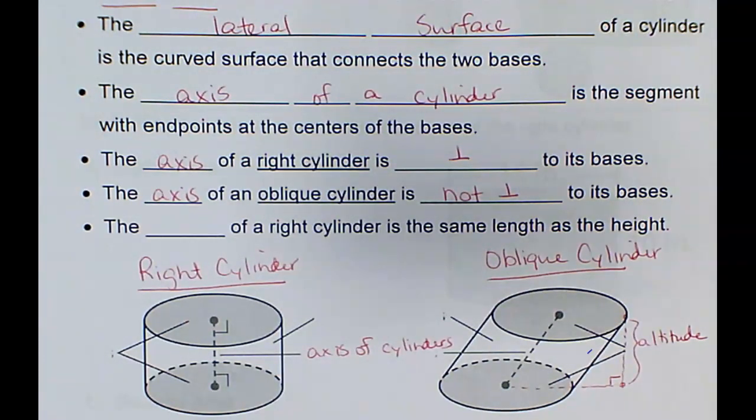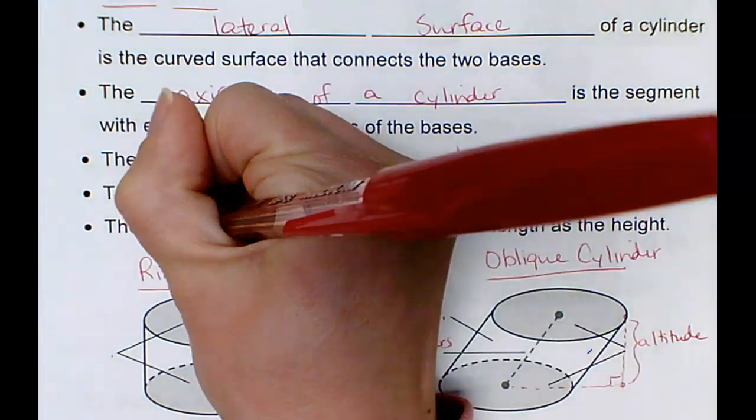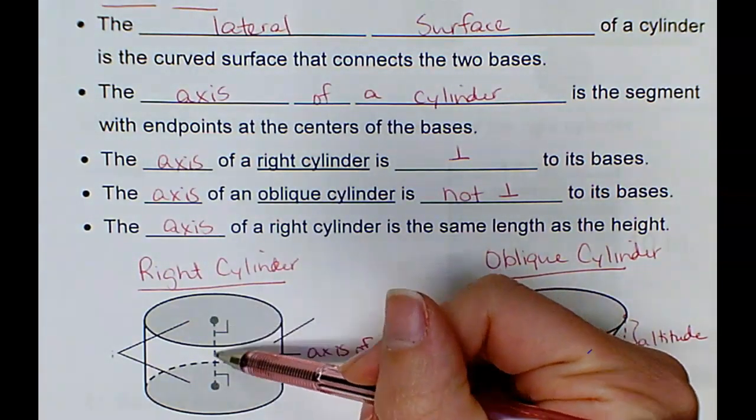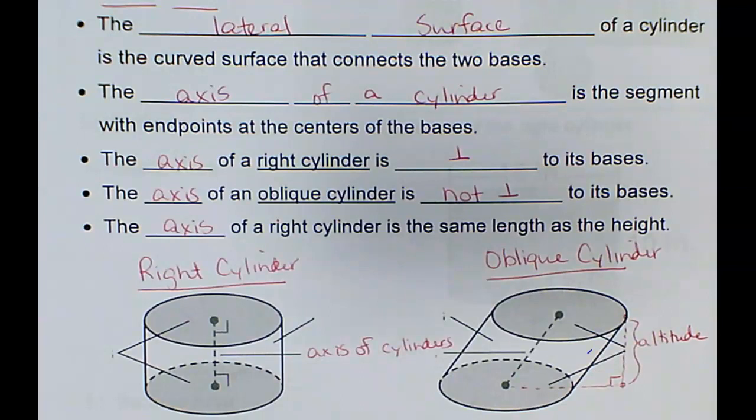So this is called an oblique cylinder, and the axis of an oblique cylinder is not perpendicular to its base. So either the axis of the cylinder is perpendicular or it's not, meaning it's a right cylinder or it's an oblique cylinder. The axis of a right cylinder is the same length as its height because it is also the altitude. So just keep that in mind, that there is a connection there for a right cylinder between the height, the altitude, and the axis of the cylinder.